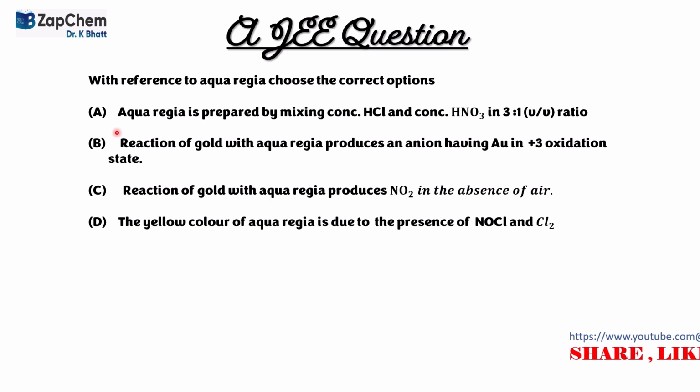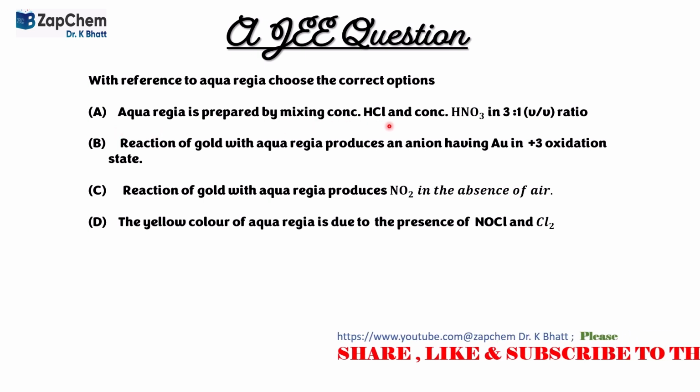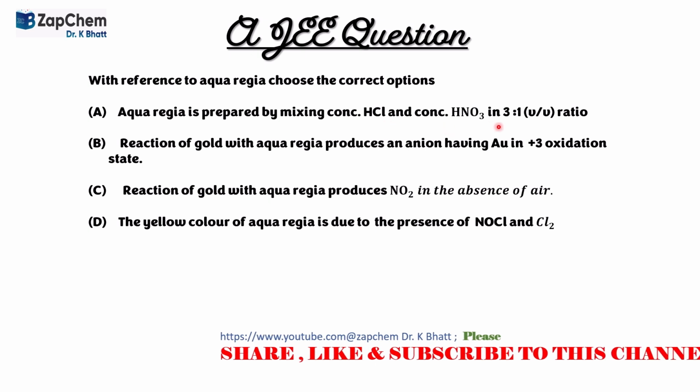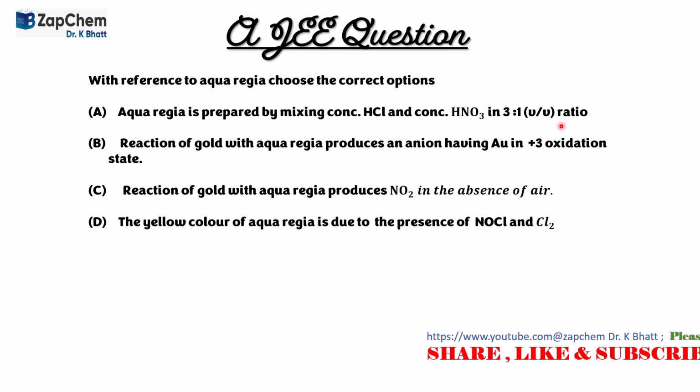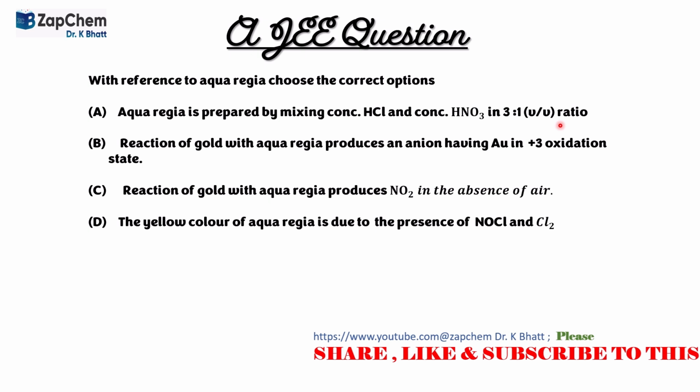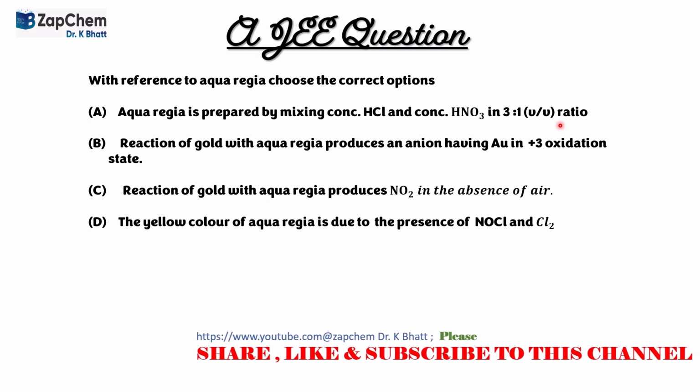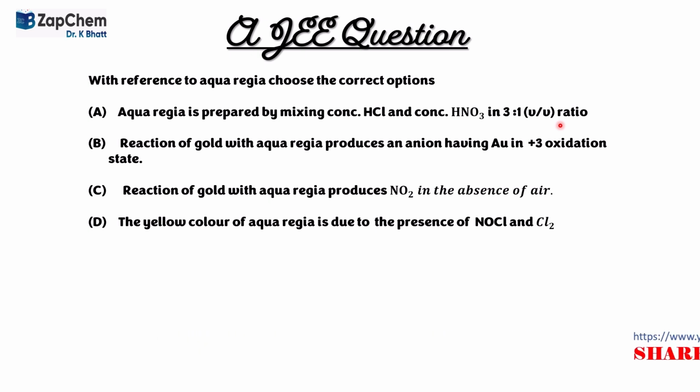Option A states aqua regia is prepared by mixing concentrated HCl and concentrated nitric acid in 3:1 volume by volume, that is V by V ratio. Of course, this is correct. That is how aqua regia is prepared. So we can definitely say that option A is correct.